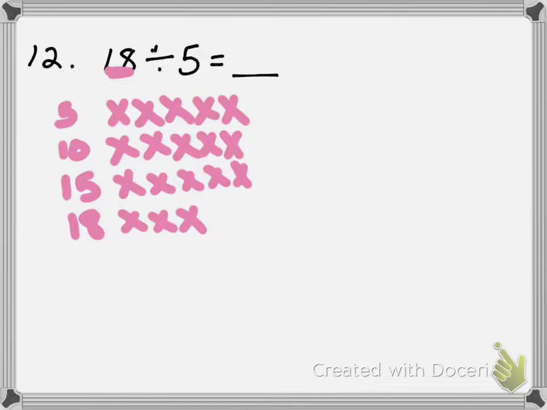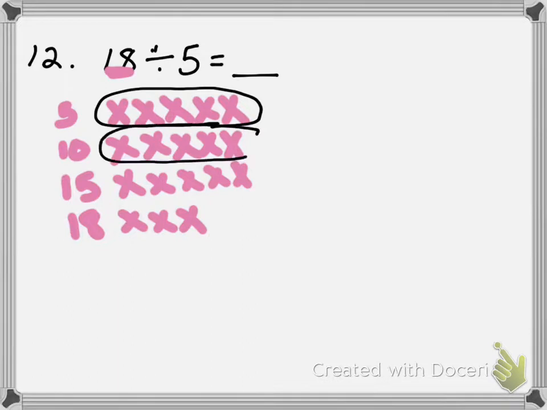And I want to divide that into groups of 5. So there's a group of 5 right there. There's a group of 5 right there. And there's a group of 5 right there. So I can't make another group. I don't have enough. So how many groups was I able to make? 3. How do we show, though, that we have something left over?